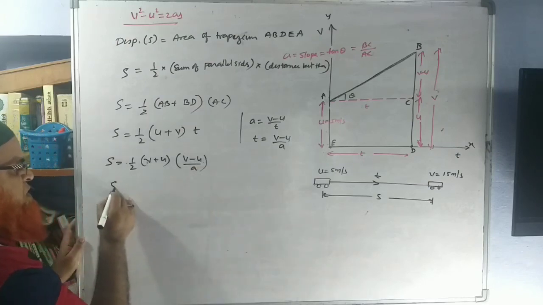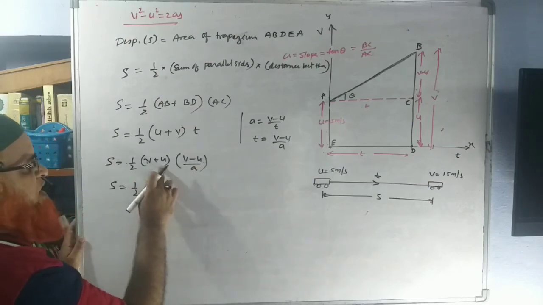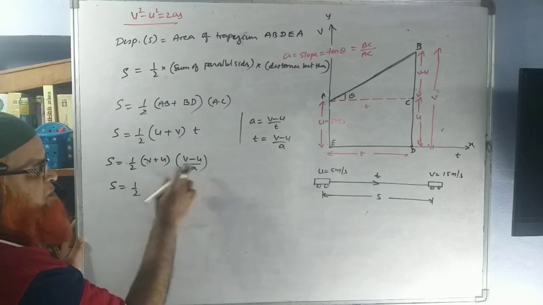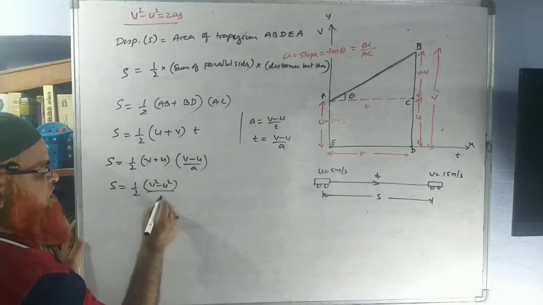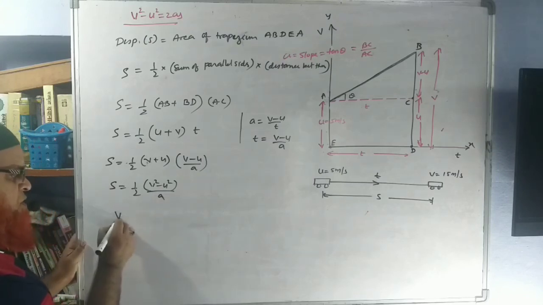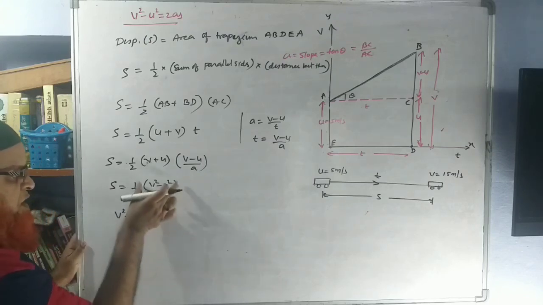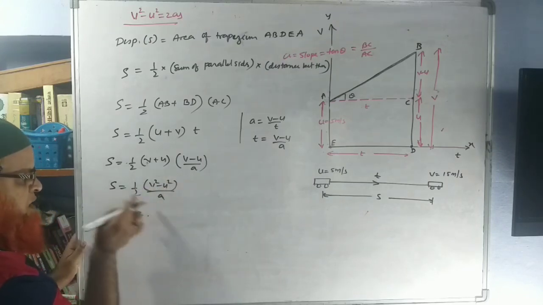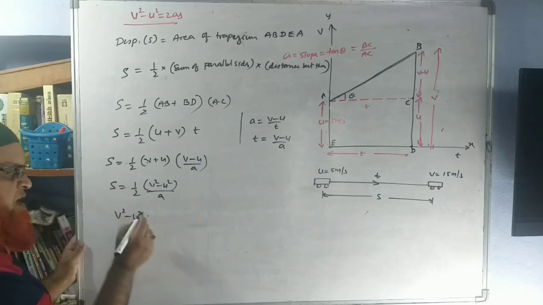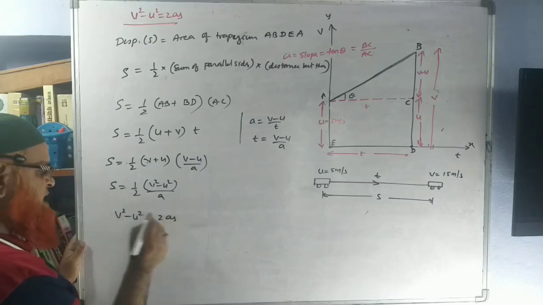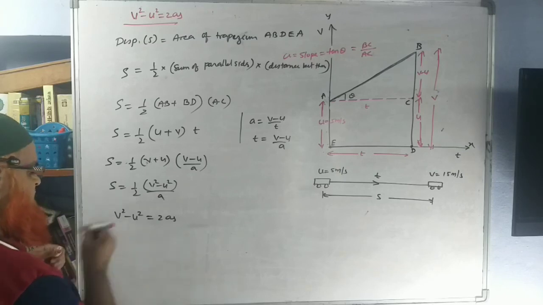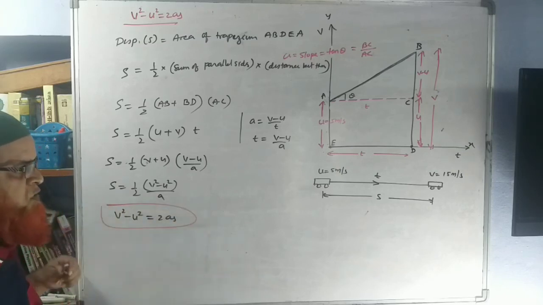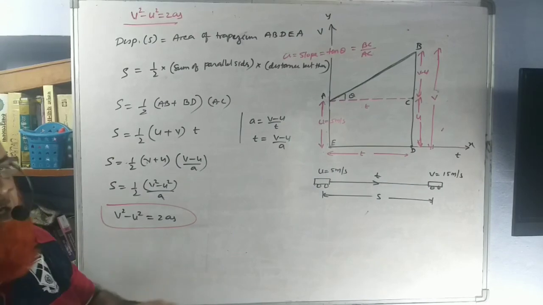That's it. So displacement is equal to half, V plus U into V minus U, that is A plus B into A minus B, which is V square minus U square, and in the denominator we have A. So now V square minus U square, you keep it in the numerator. This 2 you can transfer here, and finally you are getting 2A. Yes, that's it. So this is the final equation here. So we have derived the third equation of motion also by using the graph. I think you understood here.